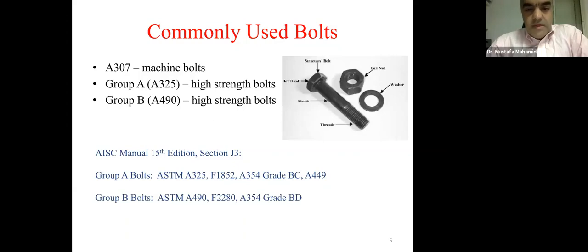We have several ASTM specifications for those. Typically, we would use A325 for typical applications, normal applications. Sometimes we have to use A490 if we need higher strength and fewer bolts. And that, of course, depends on the loads and the connection configuration. But we would start with A325 typically.